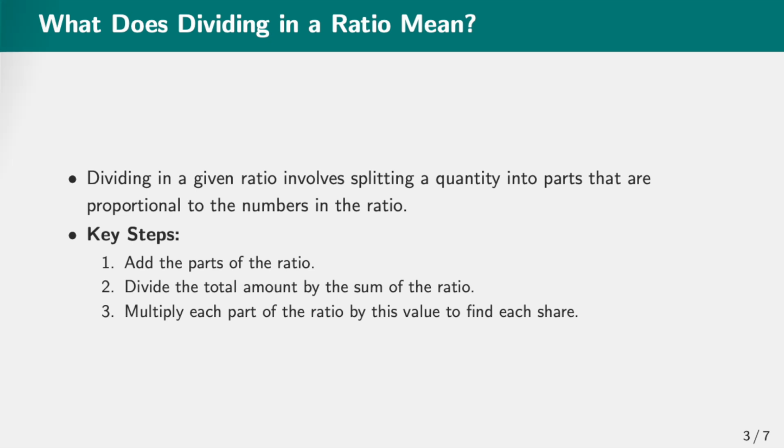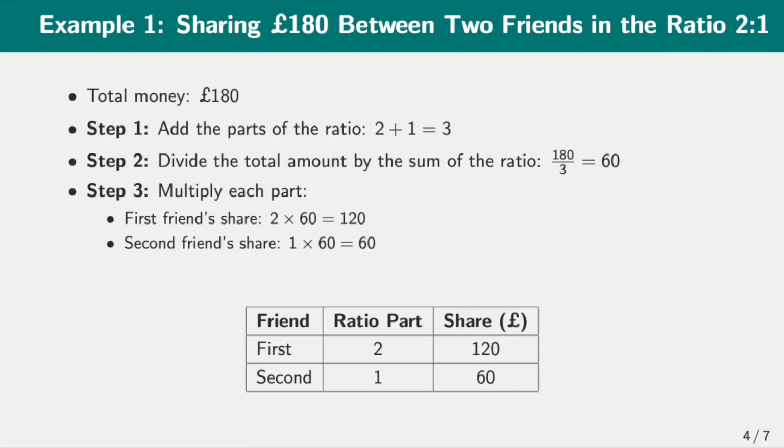Alright, let's dive into an example. Imagine you have £180 to share between two friends, and you want to do it in the ratio 2:1. Here's what we do. Step 1, add the parts of the ratio, which is 2 plus 1, giving us 3. Next, divide the total amount by this sum, so £180 divided by 3 gives us £60.